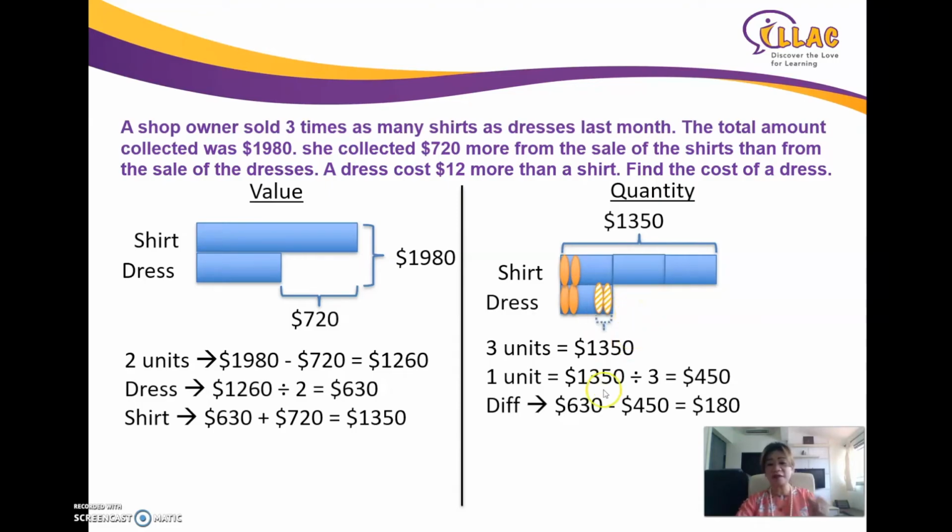Okay, so if I take the $180 divide by 12, because each one of this is made out of 12, I do not know how many there is. There might be more than 2, definitely. So the difference over here will tell me, if I divide by 12, it will tell me how many dresses there are altogether over here. Okay, 15 dresses. And if there is 15 dresses, and these dresses makes up the total value of 630, that will tell me 630 divided by 15 dresses, each dress is $42.